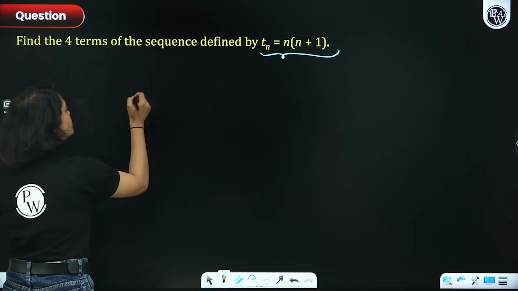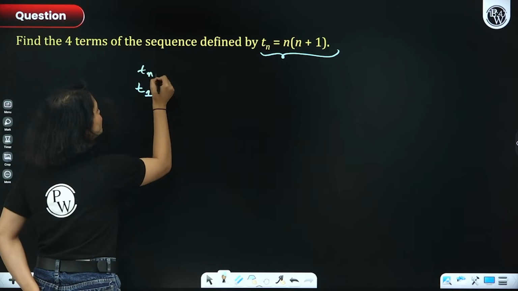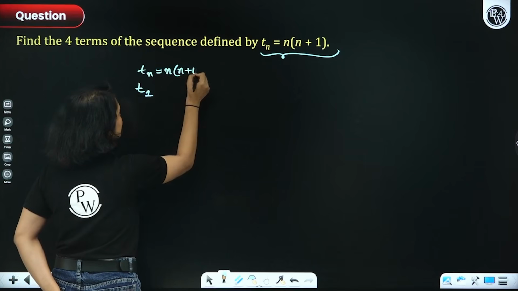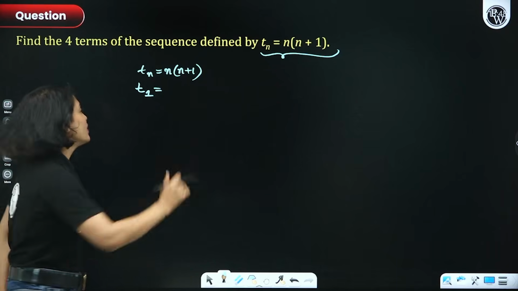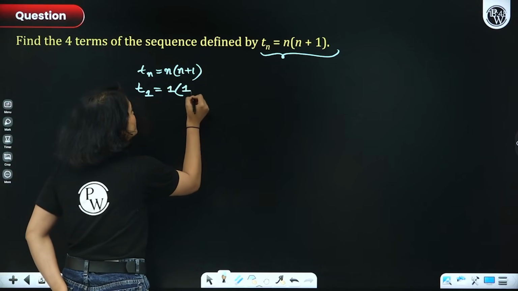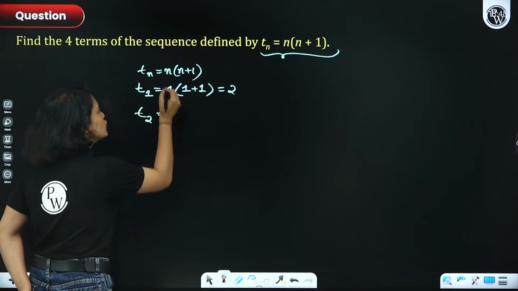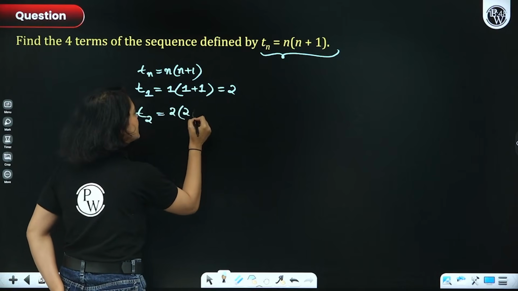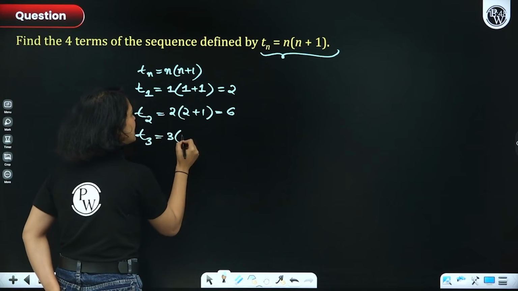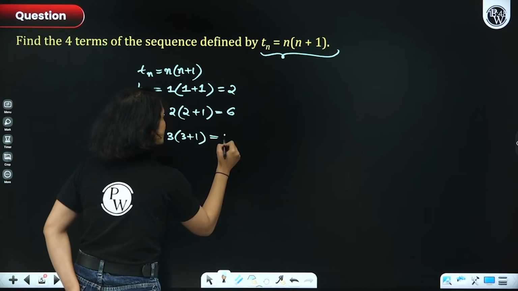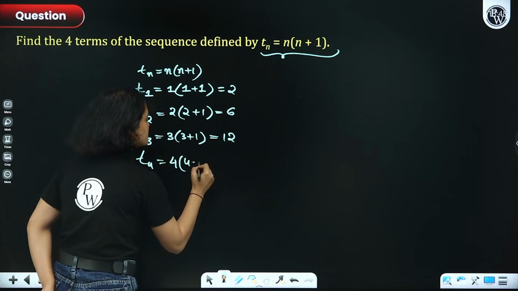Let's start. The first term would be T1. Yes or no? Now, here they have given Tn as the expression n into n plus 1. So, to find T1, all you need to do is put 1 in place of n. That's it. If I do that, what will I get? 1 into 1 plus 1, that would give us 2. So T1 is 2. Now, can you figure out T2? In place of n, put 2, right? So 2 into 2 plus 1, that would come out to be 6. What would be T3? T3 would be 3 into 3 plus 1. That would be 12. And so on and so forth, right? T4 would be 4 into 4 plus 1. That is 20.